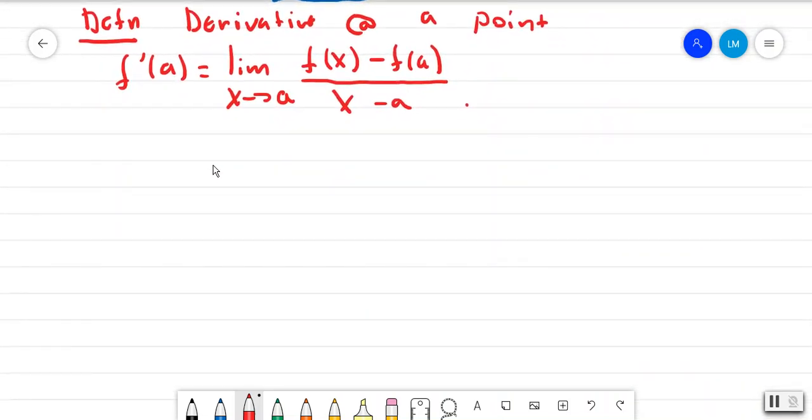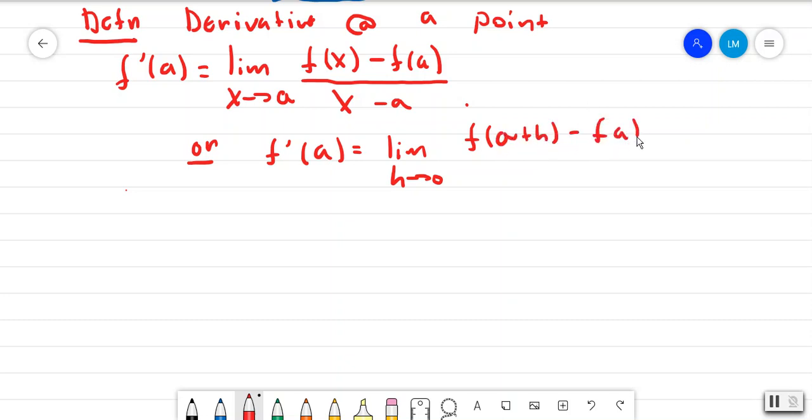Okay, but you can also use a different definition. So you have f prime of a equals the limit as h approaches 0 of f of a plus h minus f of a, and all of this is divided by h. Now, this is provided the limit does exist. So you have to be careful with that. But if f prime of a does exist, then we just say that f is differentiable at a.